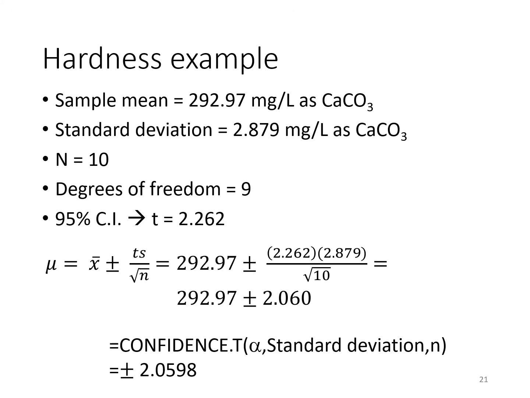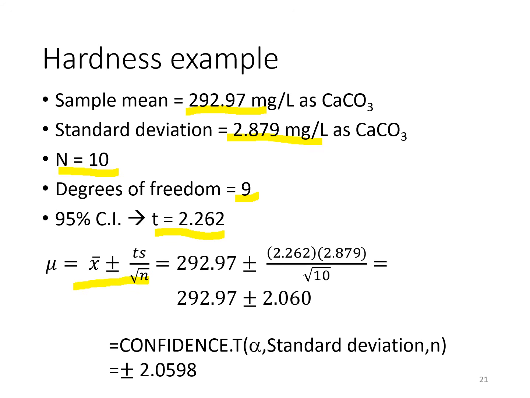We can look at this with the hardness example. So with the hardness example, we had a sample mean of 292.97 milligrams per liter of calcium carbonate. We calculated the standard deviation. We had 10 observations, so we have 9 degrees of freedom. And using the student t-table, we determine that t is equal to 2.262.